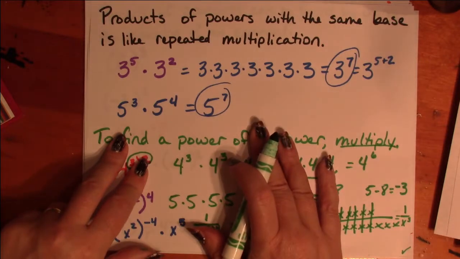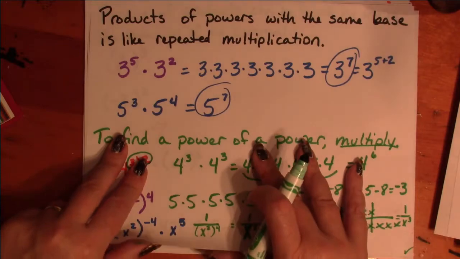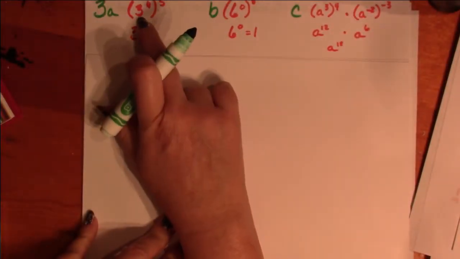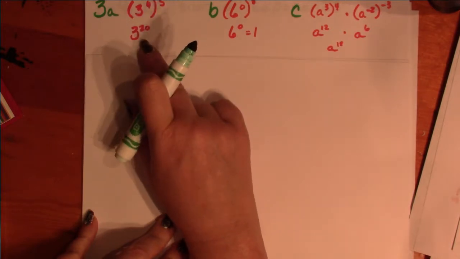Pause here. Try Check It Out number 3 on the bottom of page 476 and come back when you're done. So Check It Out number 3a. 3 to the 4th to the 5th is 3 to the 20th.